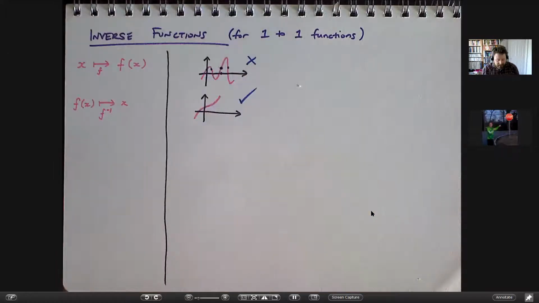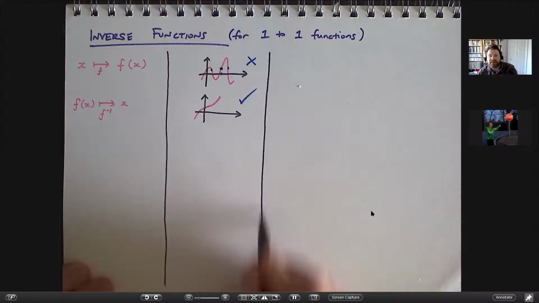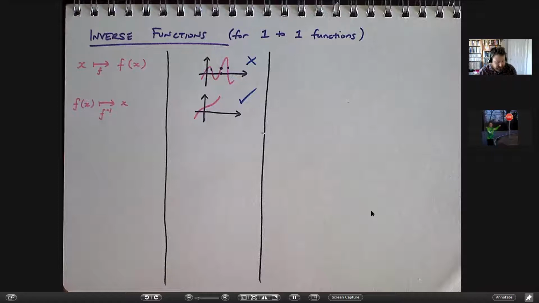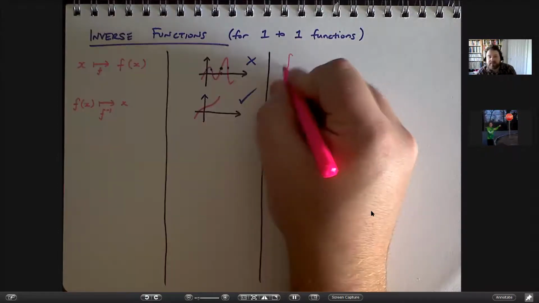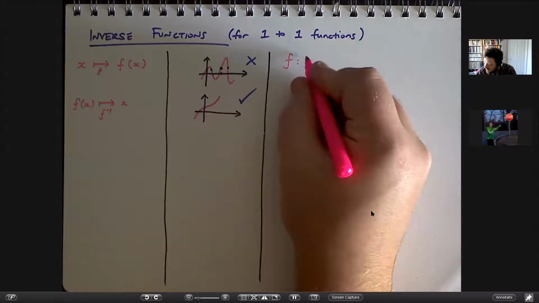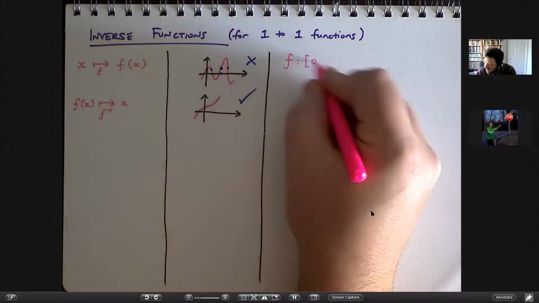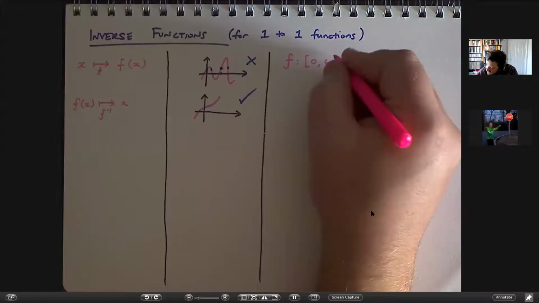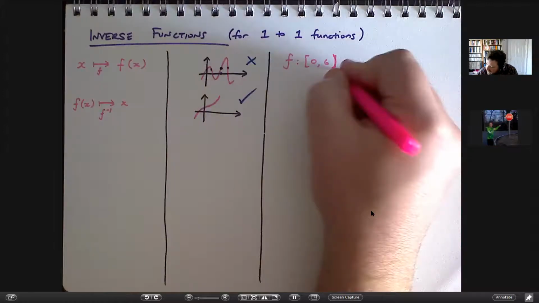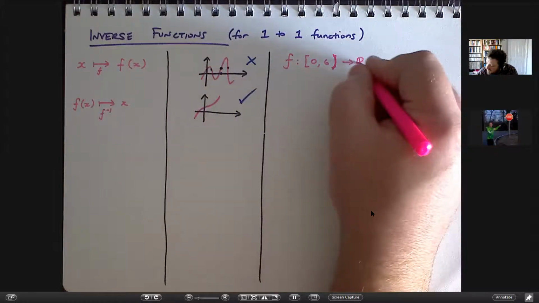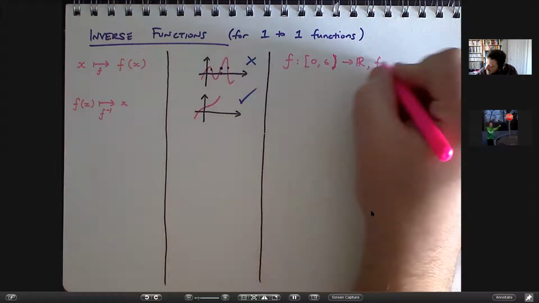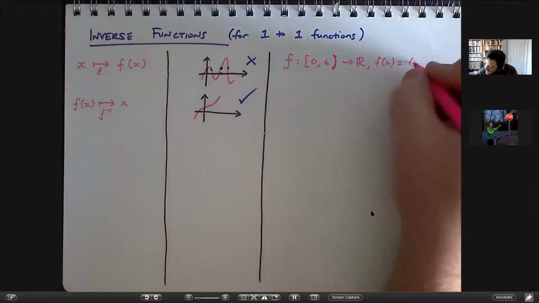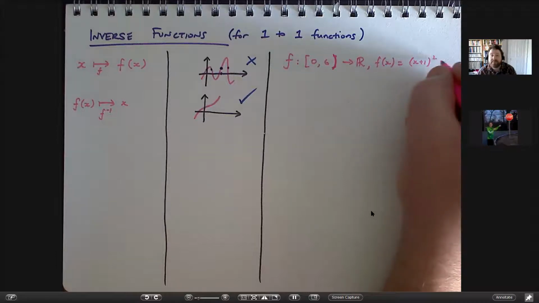Okay, so it's easiest to understand an inverse function with an example. It's kind of a really abstract idea, and then you do an example and you're like, oh yeah, that's pretty straightforward. Okay, so we're just going to do an example. We're going to start with some function f, and I'm going to limit its domain. So it's going to be from 0 to 6. Actually, let's make it a little bit more interesting. Let's make that 6 not included. Into the codomain of the real numbers. And f of x is going to be (x plus 1) all squared minus 2.